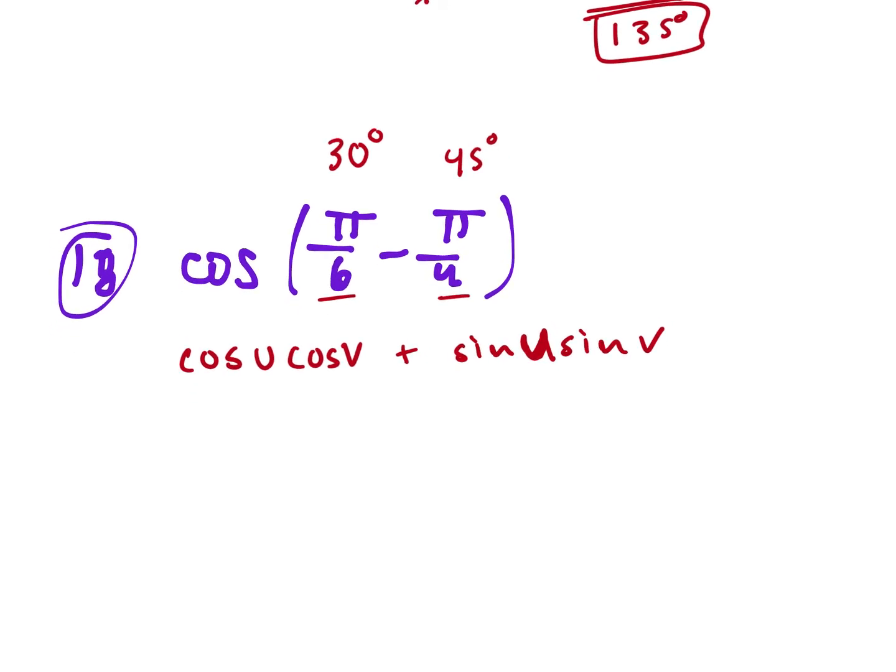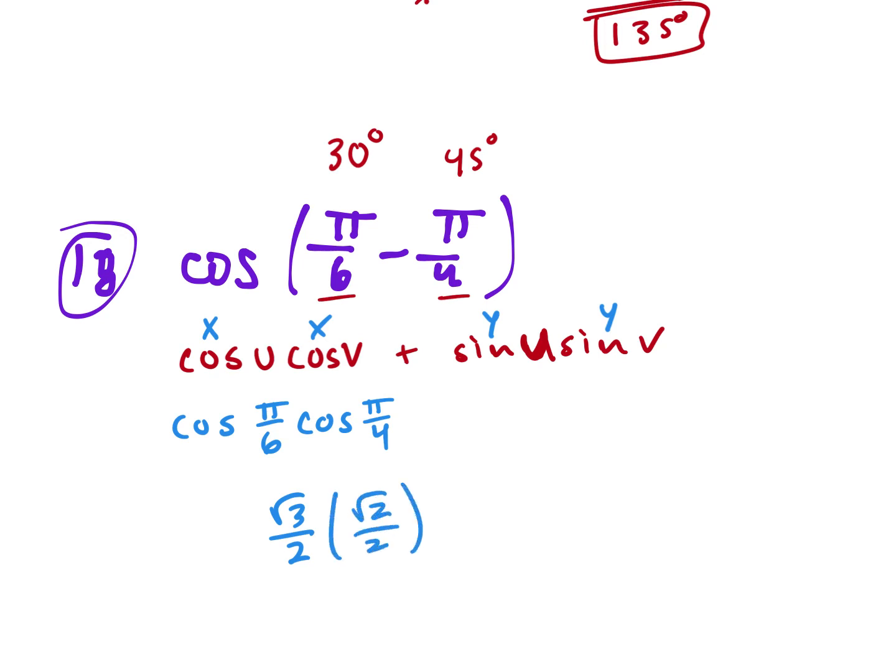Cosine tells us we have to look at which value, x or y? X. And sine is y. So at cosine, our u is pi over 6. So at pi over 6, what's our x value? Square root 3 over 2. At pi over 4, what's our x value? Square root 2 over 2.